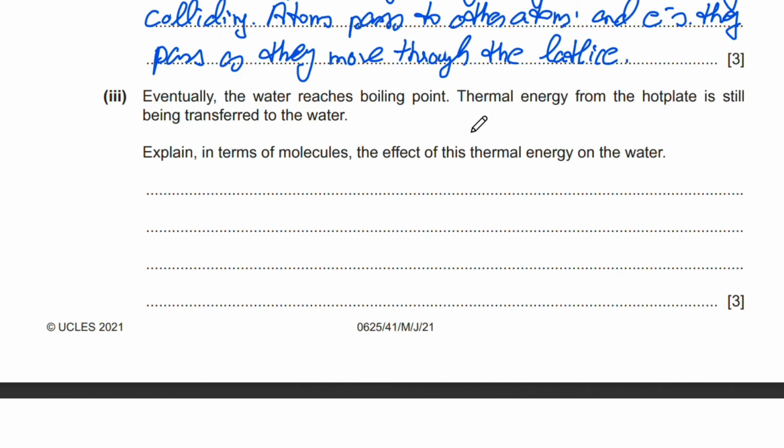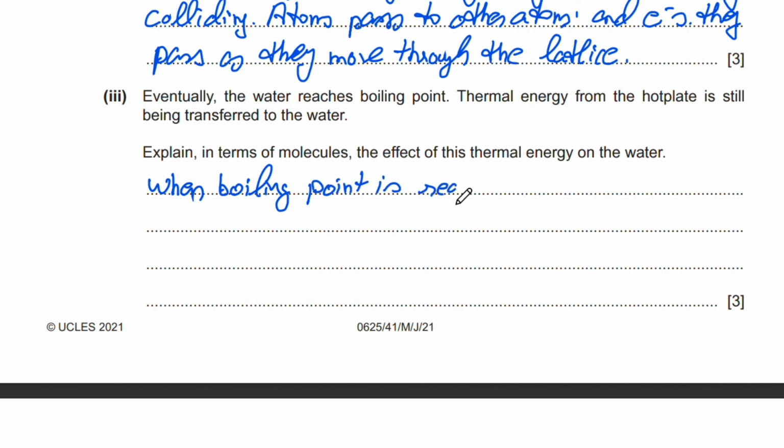Eventually the water reaches the boiling point. Thermal energy from the hot plate is still being transferred to the water. Explain in terms of molecules the effect of thermal energy on the water. Now the external thermal energy is being supplied to the water. As the boiling point is reached, the temperature is not going to increase.